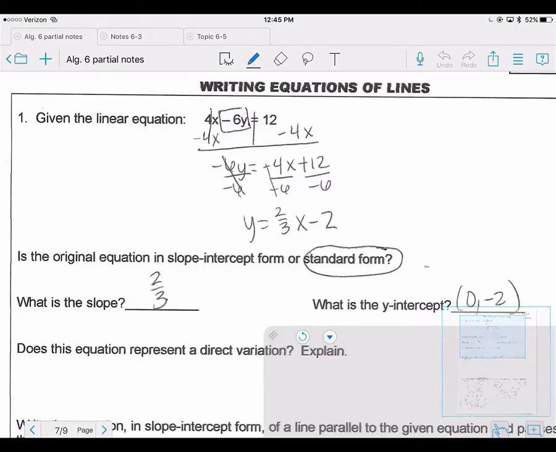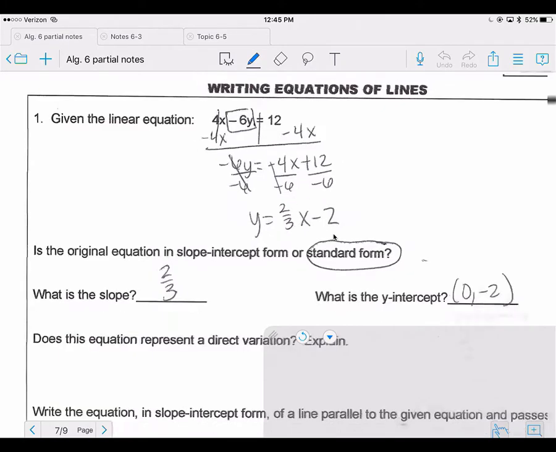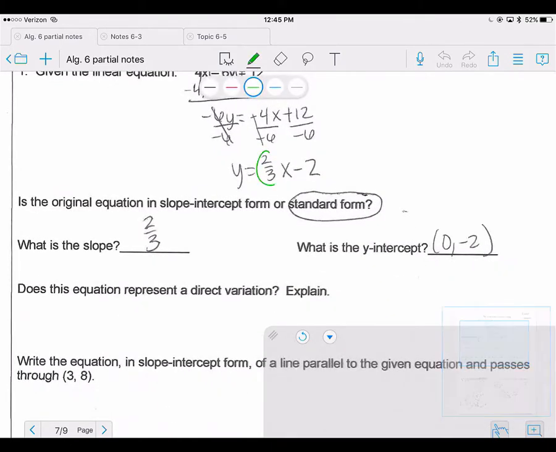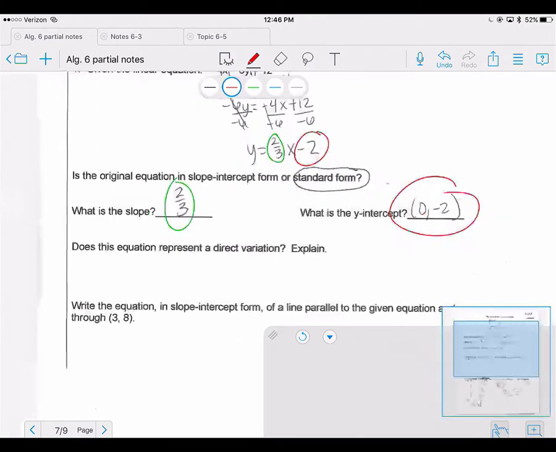So we move x. We do not combine x with numbers, and then we divide by the number next to x. So negative 4 divided by negative 6 is a positive 2/3. X stays with x. 12 divided by negative 6 is negative 2. Slope is the number found with x. Y-intercept follows, and we write it as a point.